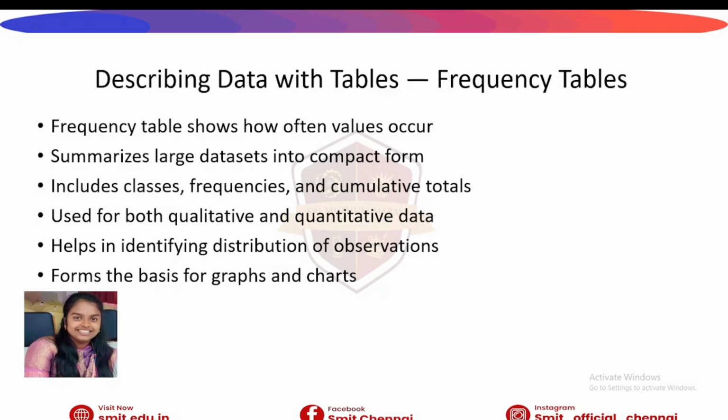Relative frequency table shows frequency as a percentage or proportion. Value A, frequency will be 20, and relative frequency. Cumulative frequency table shows the running total of frequencies. Class interval, frequency, and then cumulative frequency. 0 to 10 will be the class interval, frequency will be 4, cumulative frequency also 4. Advantages of frequency table: easy to understand and interpret, helps identify patterns and trends, forms the basis for graphs like histogram or bar chart. These come under the frequency table.